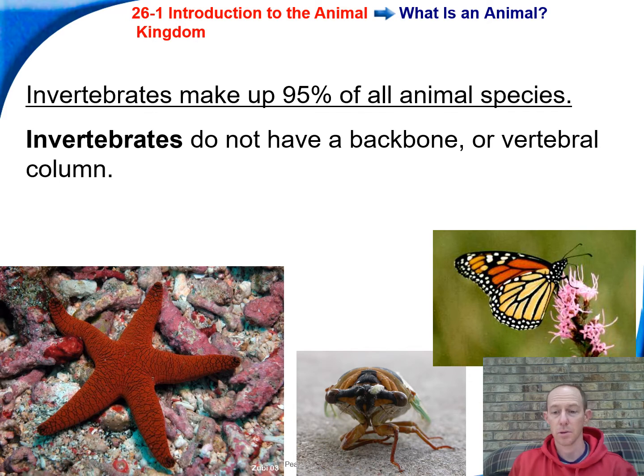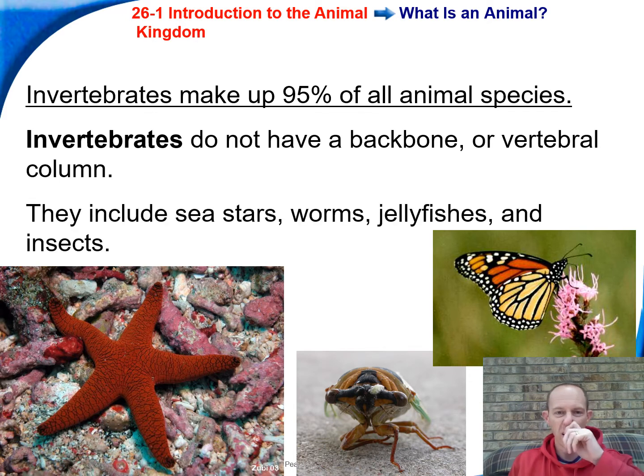So some examples, you can see them in the pictures. We've got a sea star or a starfish. Of course, you got things like worms and jellyfish and all kinds of bugs and insects. We've got right above my head here, I see you, monarch butterfly. And then over here to my right, we've got a cicada. You've probably seen those before. Summertime bug making noise. Not a locust, different things. All right, so those are invertebrates, 95% of the species.